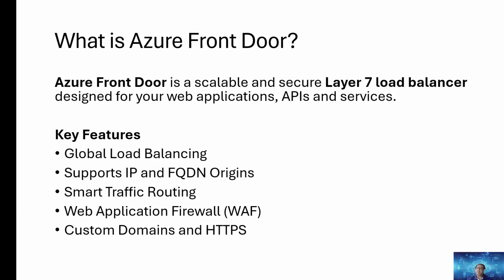Some of the key features of Front Door are that it distributes traffic efficiently across global backends for optimal performance. When I say global backends, it means that it can be anywhere. It can be on the same tenant subscription, a different tenant, a different subscription, or it can be on premise, or it can be on some other cloud as well. So it is global. That's why we say that it's efficient across global backends.